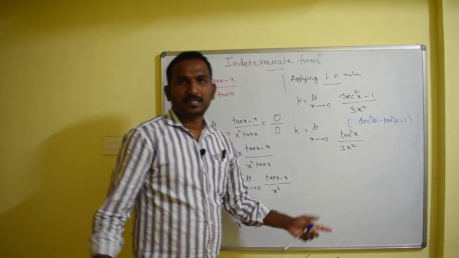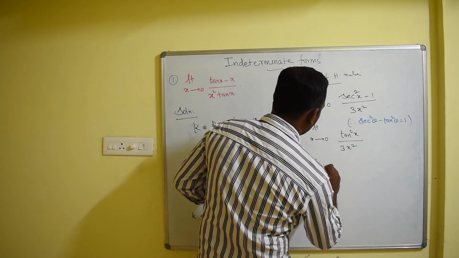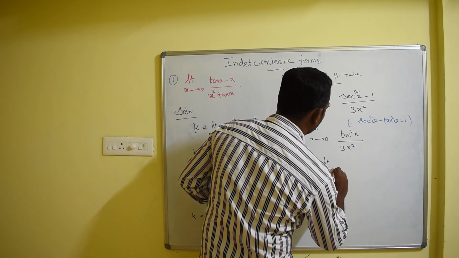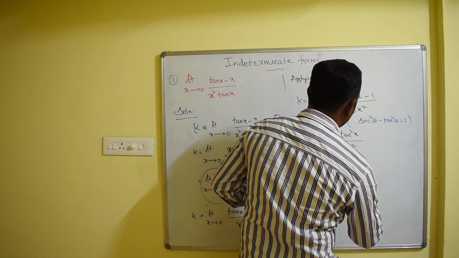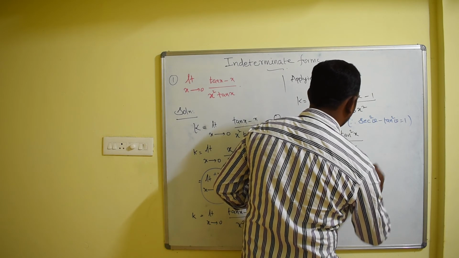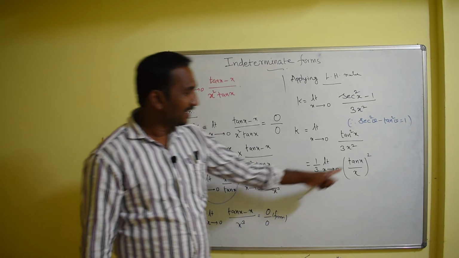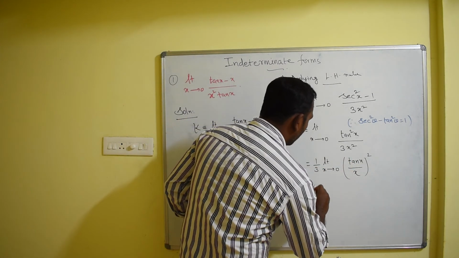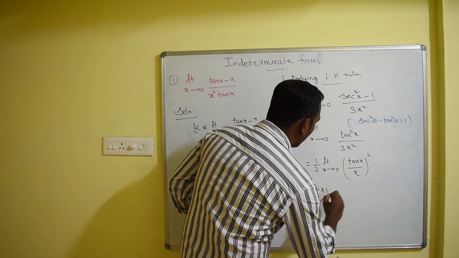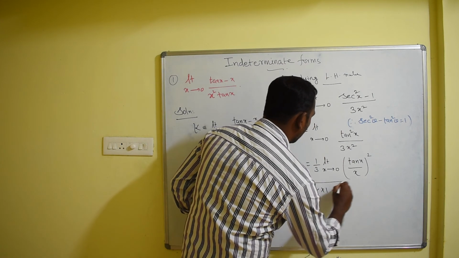Now we know 1 by 3 is a constant, we can take it out right now. So 1 by 3 limit x tends to 0, and here I can write it as (tan x divided by x) whole square. From the known results, tan x by x will give 1, right? So according to that, we can write 1 by 3 into 1, that will give 1 by 3. So this is the k value.